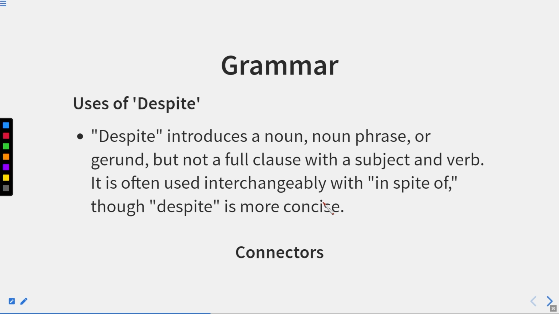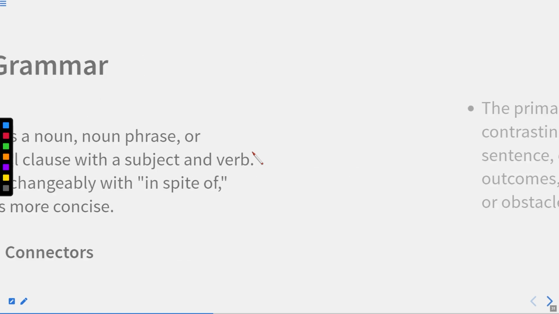Uses of despite: despite introduces the noun, as we did with in spite of, where in spite of introduces the noun or the noun phrase or the gerund. Here again, in the despite clause we will have either a noun, a noun phrase, or a gerund, but not a full clause with a subject and verb. It is often used interchangeably with in spite of, though despite is more concise.